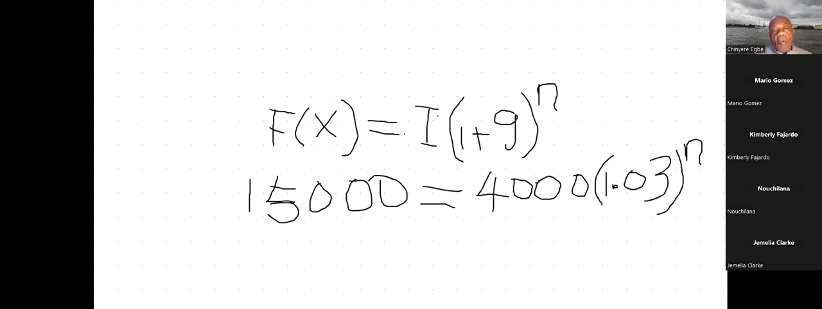So we don't know what n is. So we're going to solve for n. The best way to solve this kind of problem is to divide both sides by 4,000, because the 4,000 is multiplicative to 1.03 to the power n. So that would be 3.75.